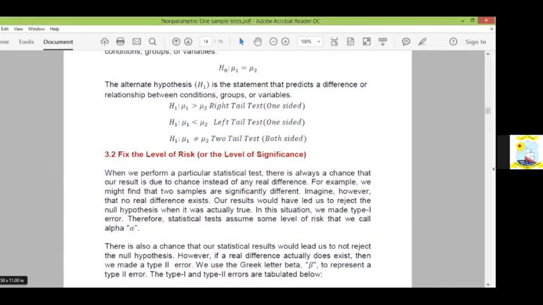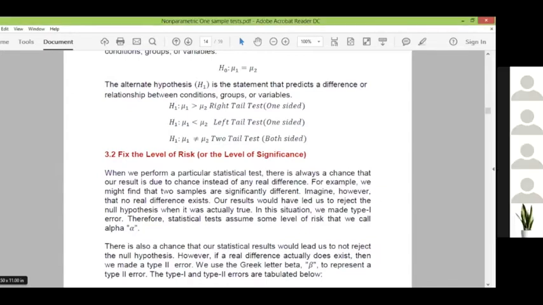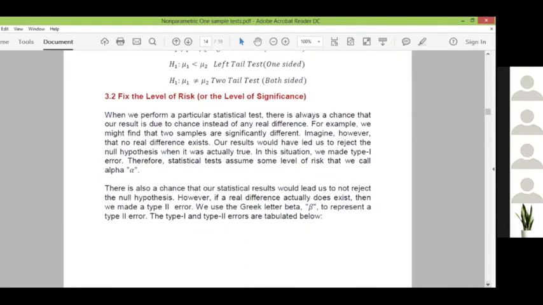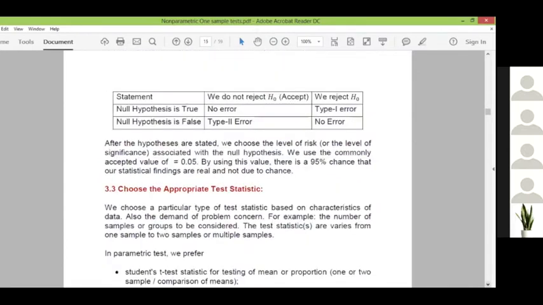Okay. Then we fix the level of risk, and that is the level of significance, that's important. There are two types of error which I have also mentioned here. Where the null hypothesis is true and we do not reject H naught, there is no error. When we reject H naught when it is true, it is a type 1 error. When the null hypothesis is false and we do not reject H naught, it is a type 2 error.